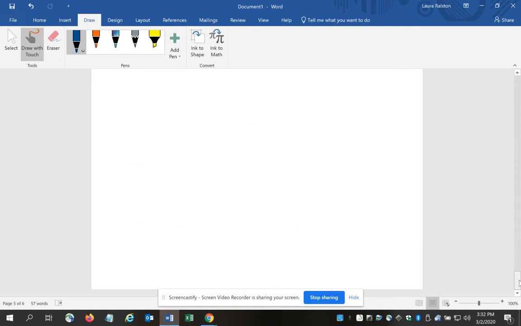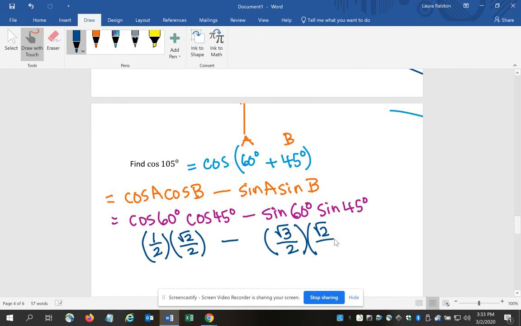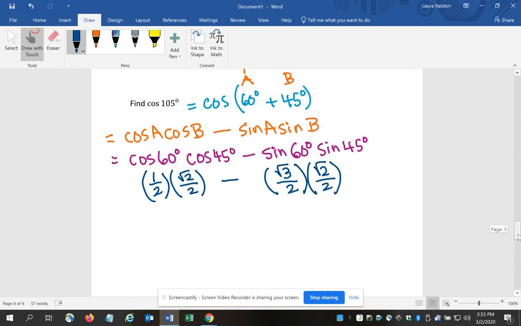Cosine of 60 degrees is positive 1/2. And I'm having difficulty with this machine today, guys. It doesn't want to cooperate. Okay, so I have 1/2 cosine of 60. Cosine of 45 is square root 2 over 2 minus the sine of 60 is square root 3 over 2, and the sine of 45 is again square root 2 over 2. And again, you get all those numbers from the unit circle. I just need to toggle back and forth.